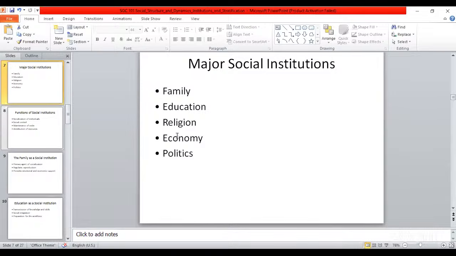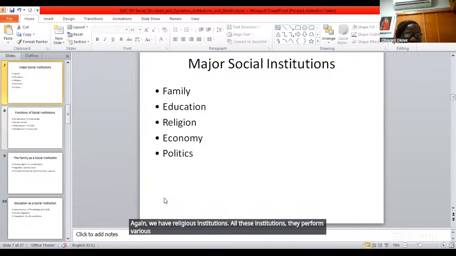Again, we have religious institutions. All these institutions perform various functions in society.